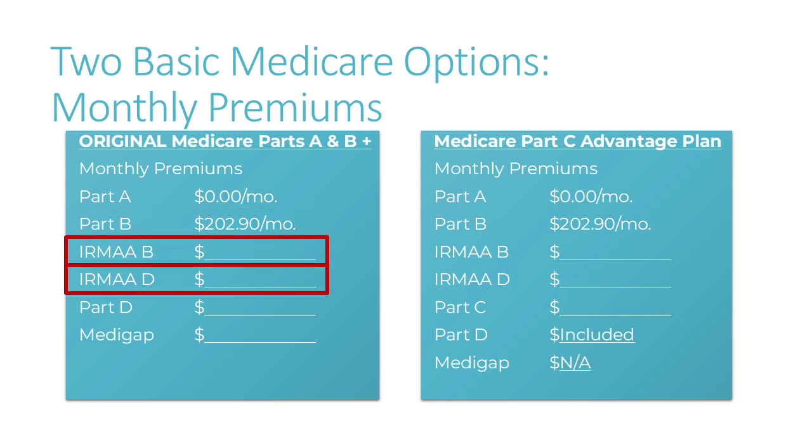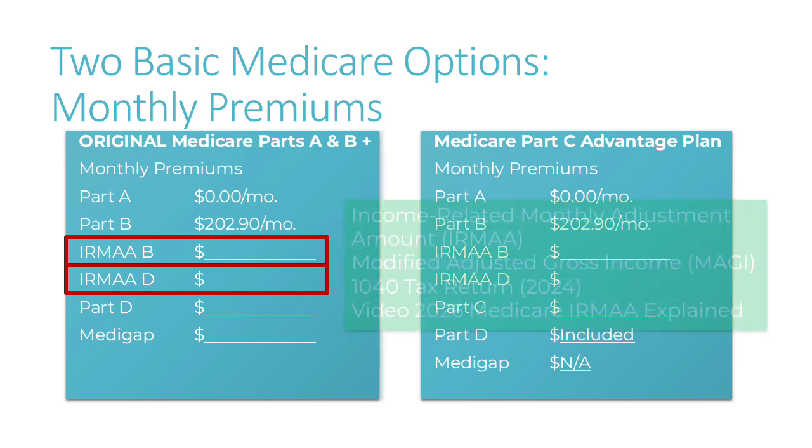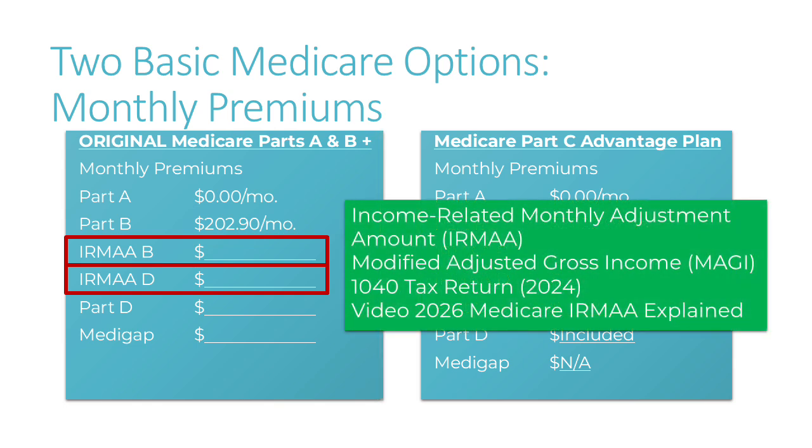Next is IRMAA, the income-related monthly adjustment amount. It's a surcharge on Medicare Part B and Medicare Part D. It's based on your modified adjusted gross income. In year 2026, it's based on your 2024 tax return. The IRMAA surcharge is in addition to your Medicare Part B and Part D premiums. To learn more about IRMAA, see our video on 2026 Medicare IRMAA explained on our YouTube page.